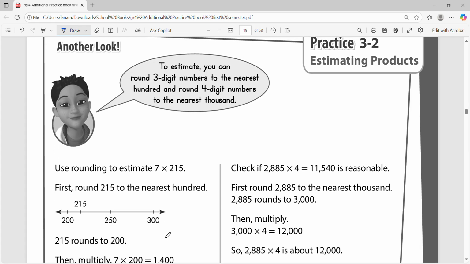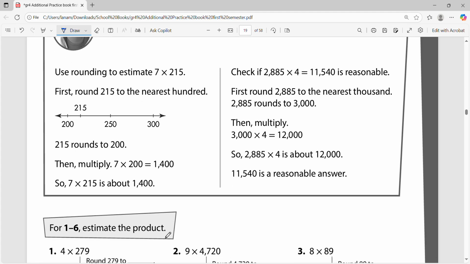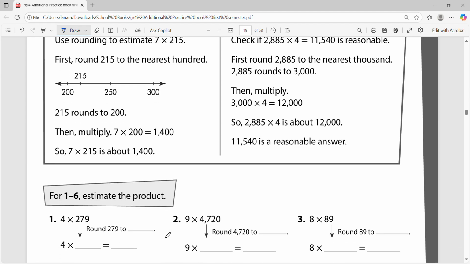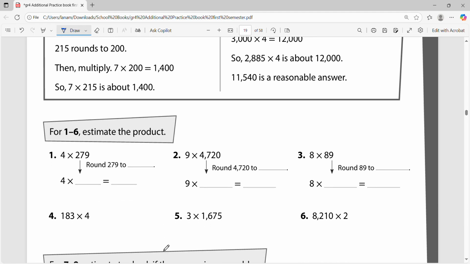The thing is that I will look at the biggest or greatest place in the number, and then I will round to the nearest hundred or the nearest thousand. If the number is in the hundreds, here we have ones, tens, and hundreds. So the biggest place is the 100, so I will round to the nearest 100. In number 2, the biggest place is the 1000. So I will round to the nearest 1000.